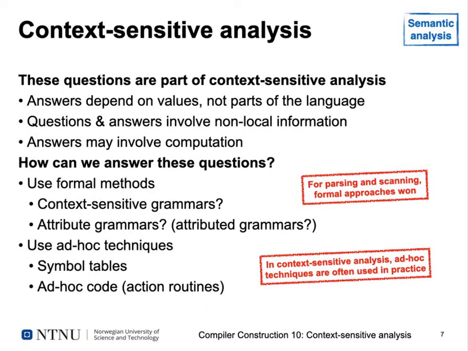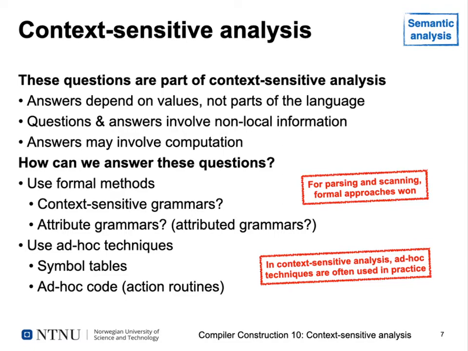So all these questions are actually part of what we call the context-sensitive analysis. And the answers to these questions depend on values and not parts of our language described in a grammar. Context-sensitive analysis questions and answers involve non-local information, so it can be information stored somewhere else in our program or even outside of our current compiled file, because we might have unreferenced variables that might be only resolved by a linker. And answers may involve computing things.